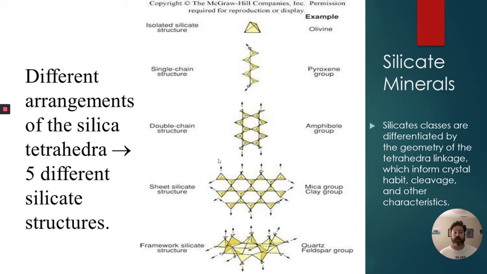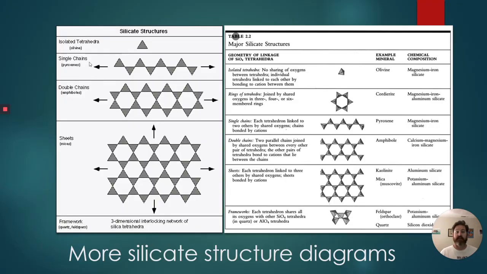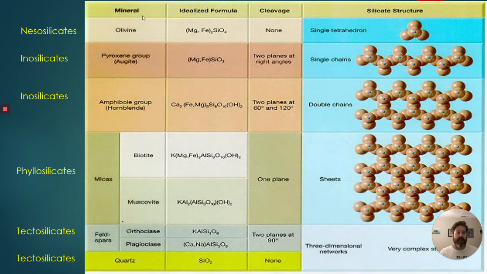Not shown here are cyclo and sorosilicates. Cyclosilicates are rings. They form ring chains of silica tetrahedra, and the sorosilicate is like this isolated silicate structure here, except for there's 2 of them. So there's 2 pyramids. It's like a bow tie shape. Again, here's another infographic about the various structures. And yet another one to make it even more clear.